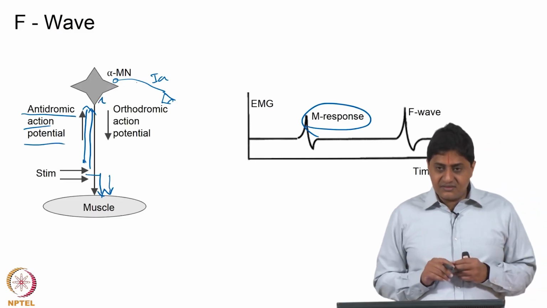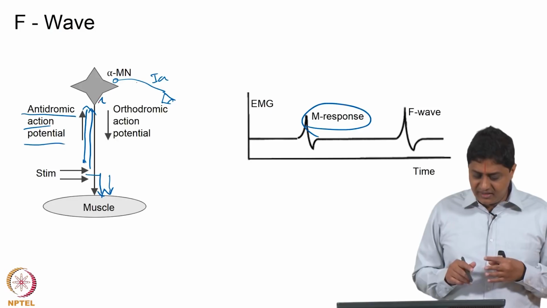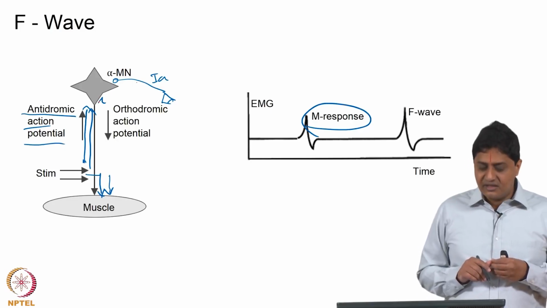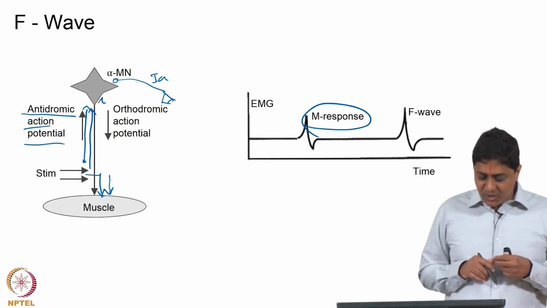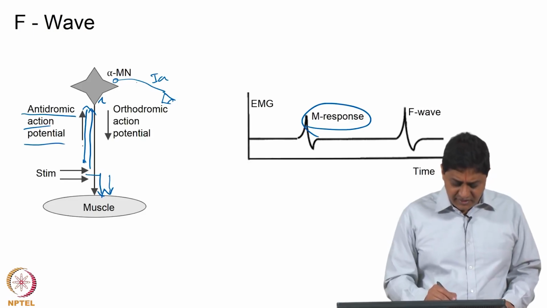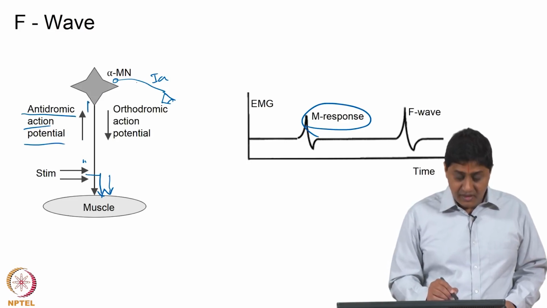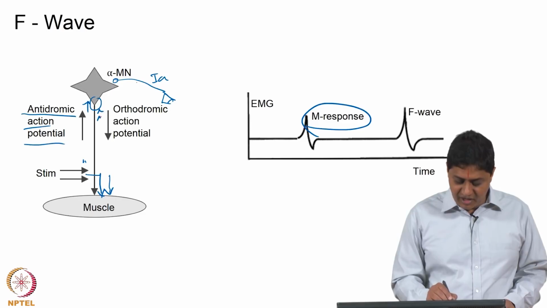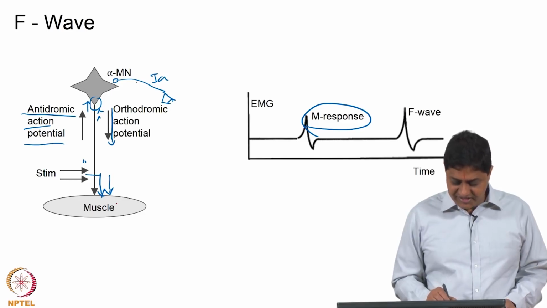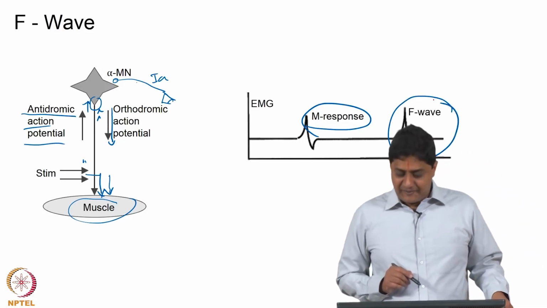Again, due to the peculiarities involved in the generation of action potential at the axon hillock, this is purely dependent on the timing at which it arrives. In some cases, this antidromic action potential reaches the axon hillock and causes a new action potential to be generated here, and that action potential will travel orthodromically in that direction and reach the muscle. That is felt here. That is the F wave.